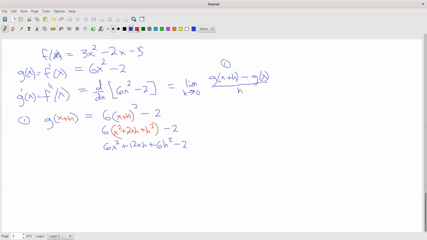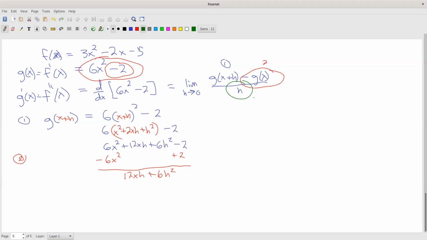Step 2. Subtract the original function. So I'm just going to line up. So here's my original function right there. I want to subtract the 6x squared. So I'm going to write subtract 6x squared underneath. And I want to subtract a negative 2, which means I'm adding 2. And notice with polynomials, that means I get to pull the pieces of the original function out of the x plus h version. So that's going to give me 12xh plus 6h squared.